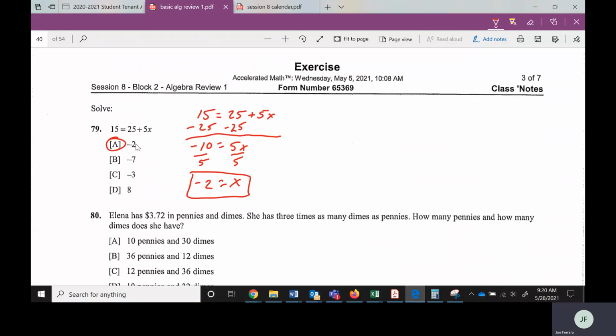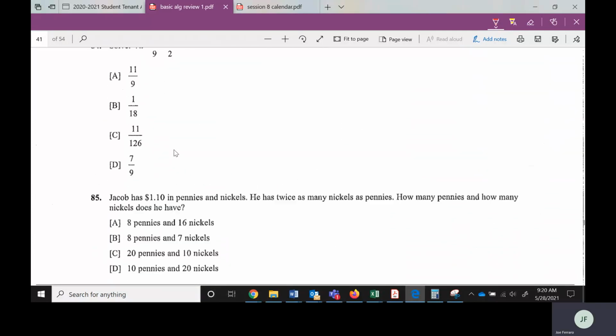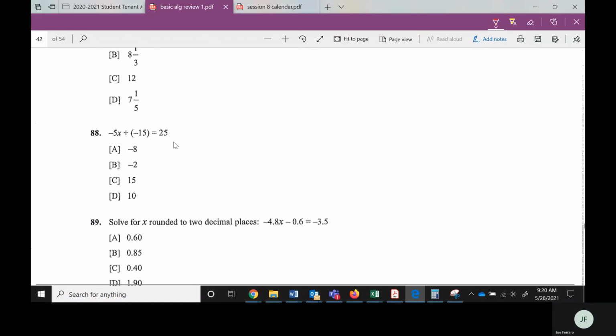All right. So now let's go. We got one more, and then we're going to start looking at some fractions and decimals. So we're going to flip the page, a couple pages, go to number 88. I just want to do this one because it's just kind of written a little differently. Negative 5x plus a negative 15. I'm going to write it like this. They use the parentheses. It's the same thing.